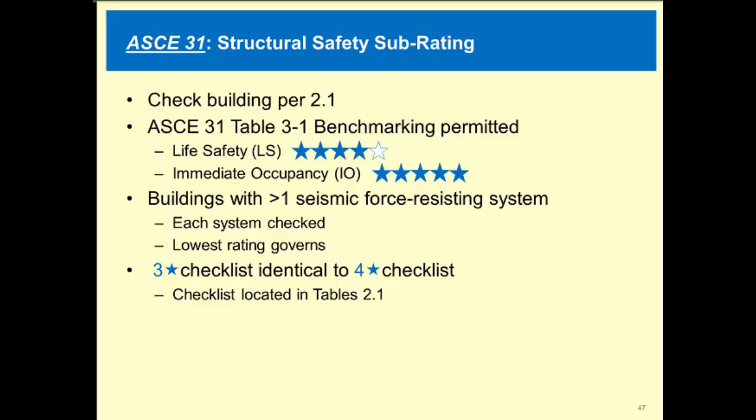And you'll see later on that all the 3-star and 4-star checklists from what the building rating subcommittee developed are exactly the same. The reason for that is that the scope of ASC 31 doesn't really properly differentiate between 3-star and 4-star when you're thinking about the structural performance. That's really more dictated by the non-structural performance. So for bookkeeping purposes, 3-star and 4-star were exactly the same in the checklists.